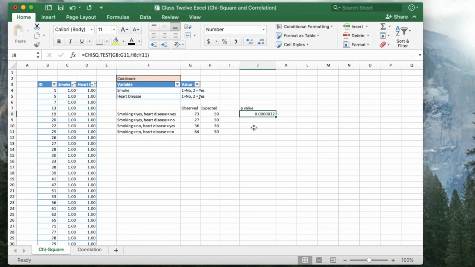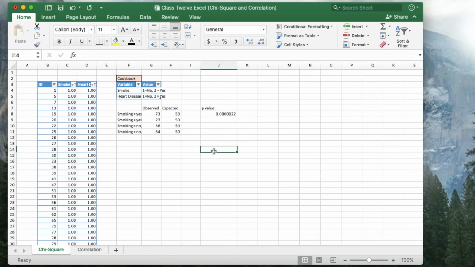That's the way to interpret almost all probability values. And essentially what that is saying is that we can be very, very, very confident that there is in fact a relationship between smoking and heart disease. That's how we interpret that probability value. And these are the steps that are necessary to essentially compute a chi-square.